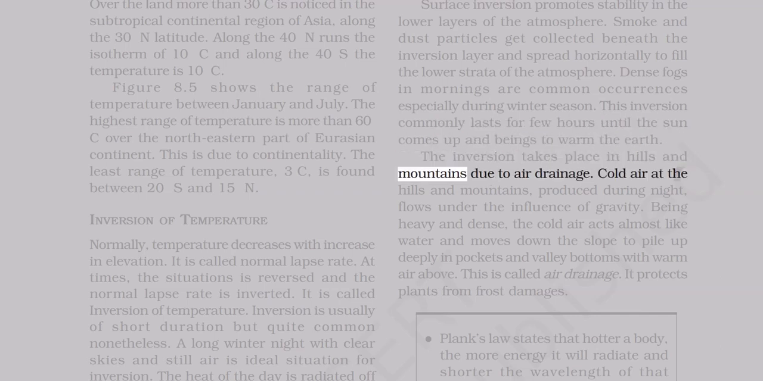The inversion takes place in hills and mountains due to air drainage. Cold air at the hills and mountains, produced during night, flows under the influence of gravity. Being heavy and dense, the cold air acts almost like water and moves down the slope to pile up deeply in pockets and valley bottoms with warm air above. This is called air drainage. It protects plants from frost damages.